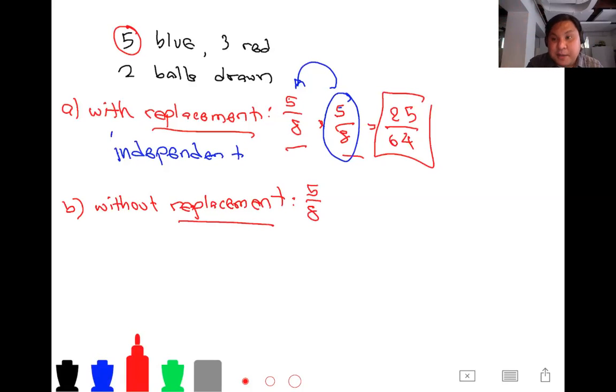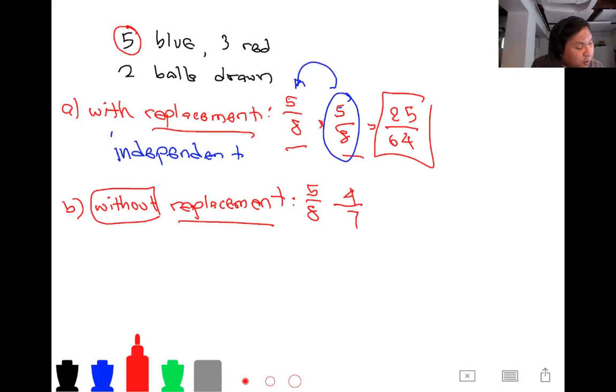Then what happens next is that you don't put the blue ball back onto the urn. You set it aside because this is a without replacement problem. So now the urn would contain 7 balls because you already took 1 out. And out of those 7 balls, only 4 are blue. Thus, the probability of the second blue ball is 4 out of 7.